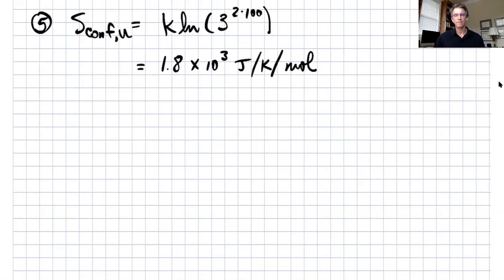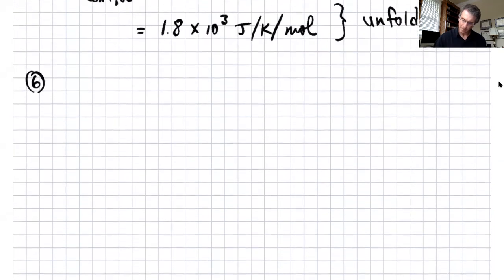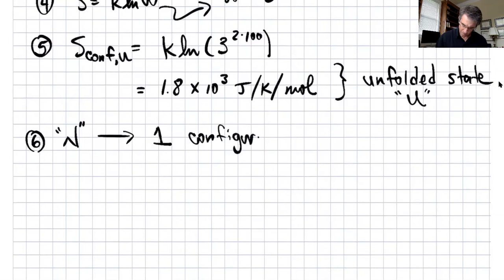Okay, what about the native state? So this is for the unfolded state of the protein in our toy model. How about the native state? Well, we can make a fairly simple approximation here. Let's assume the native state is represented by only one configuration. There's really only one state of this protein when it folds.